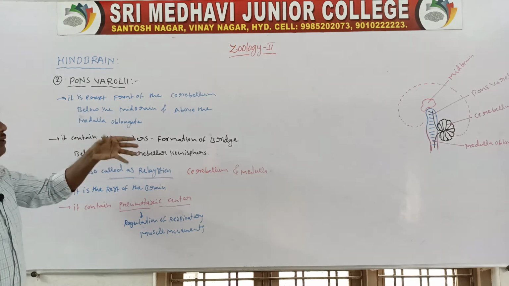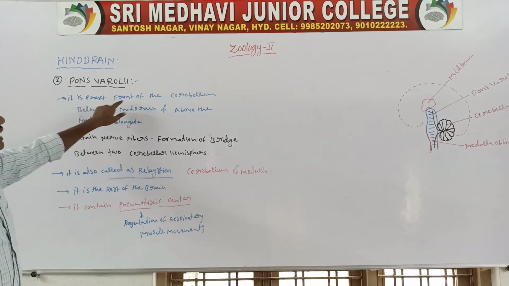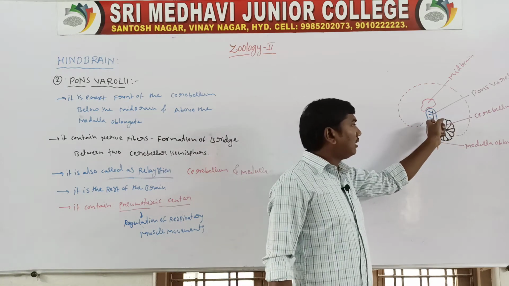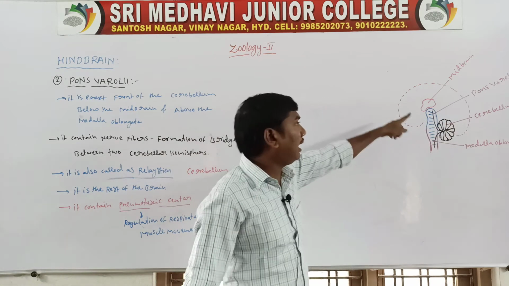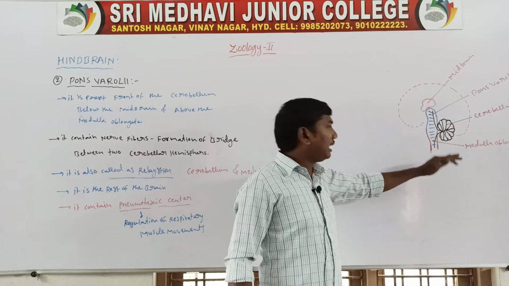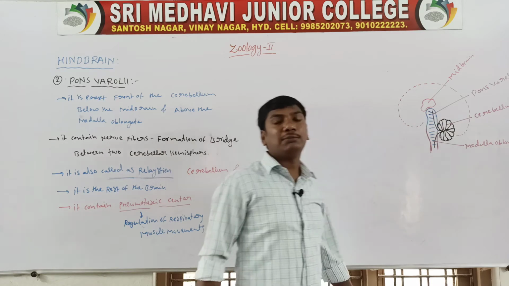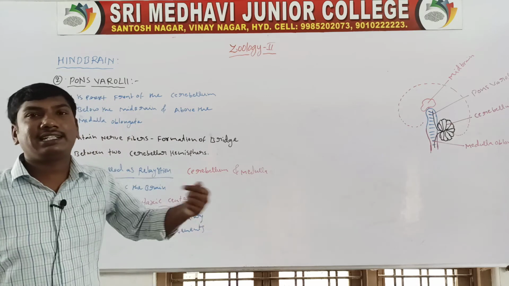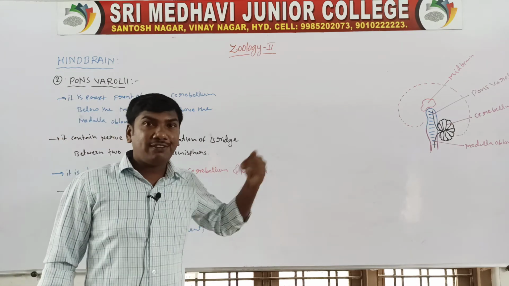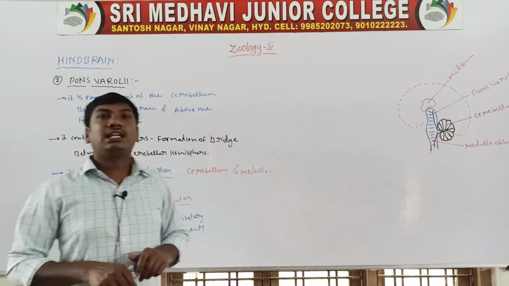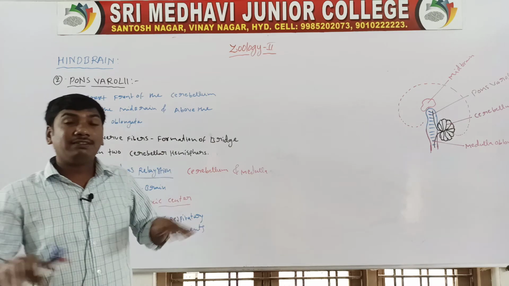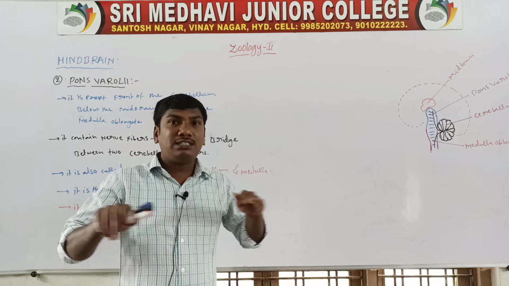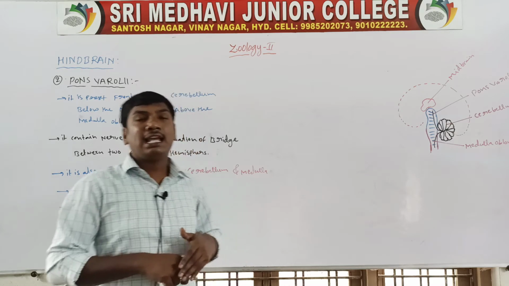To revise: the pons varoli is present in front of the cerebellum, below the midbrain, above the medulla oblongata. Next, it contains nerve fibers. The nerve fibers form a bridge between the two cerebellar hemispheres.